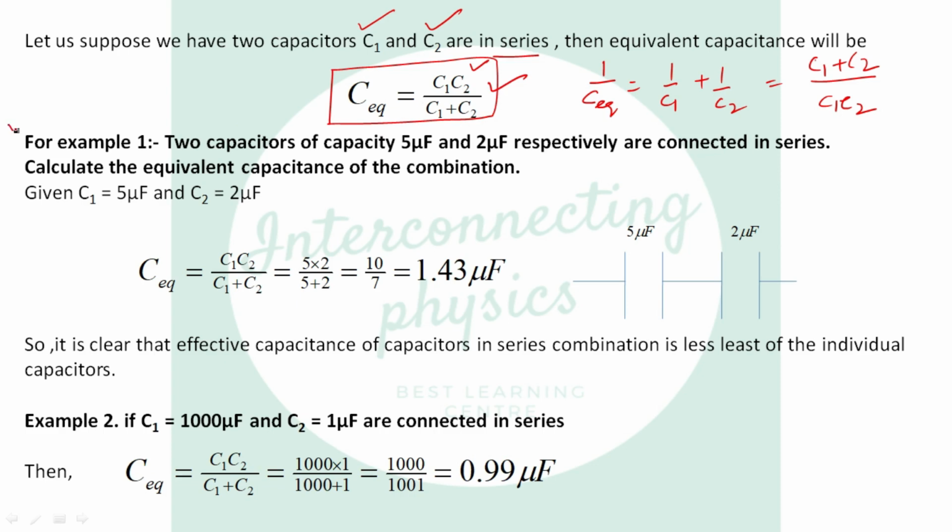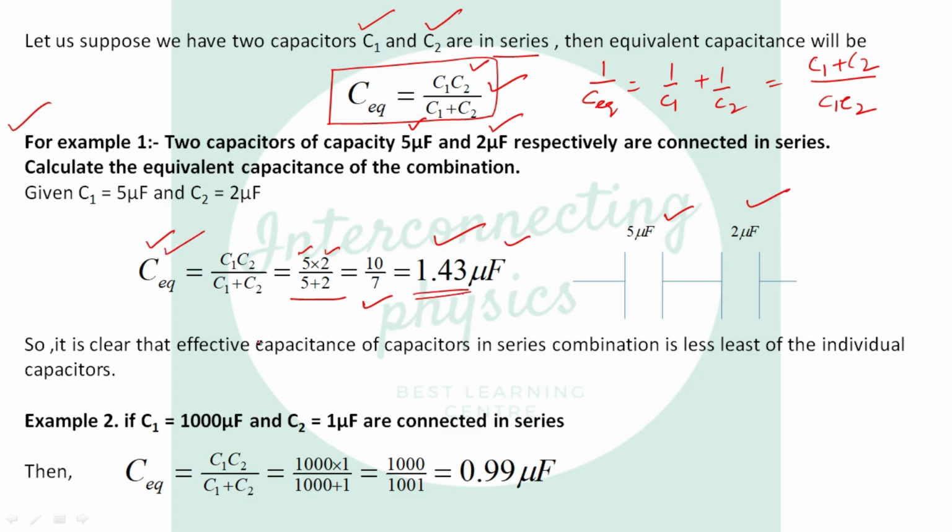Let us explain this with an example. For example, we have two capacitors, of capacity 5 microfarad and 2 microfarad respectively, connected in series. Then use this relationship, C1 C2 divided by C1 plus C2: 5 into 2 divided by 5 plus 2, that is 10 divided by 7, and the answer is 1.43 microfarad.